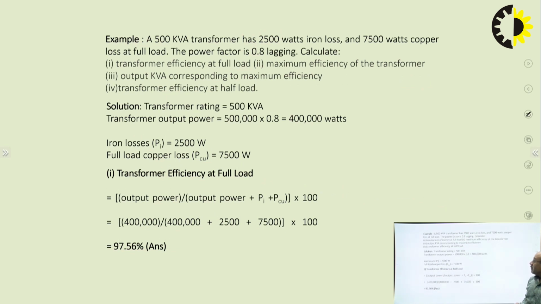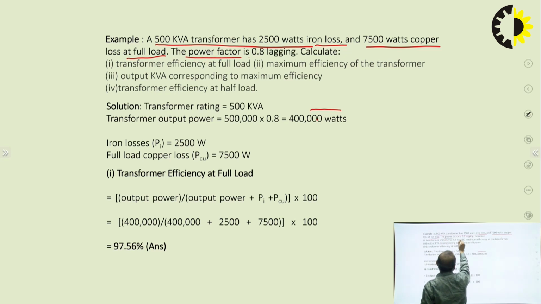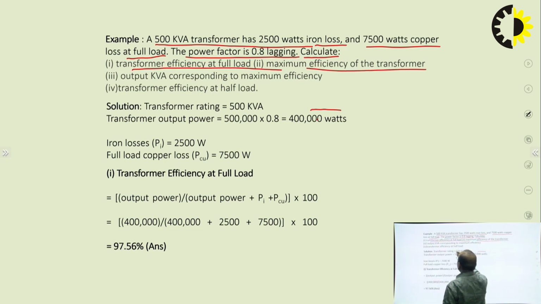One more example we can have in this. What we have, a 500 kVA transformer has 2500 watts iron lossage, 7500 watts copper lossage at full load. Power factor is 0.8 lagging for different load conditions. We are to find transformer efficiency at full load, maximum efficiency of the transformer, output kVA corresponding to maximum efficiency, and transformer efficiency at half load.